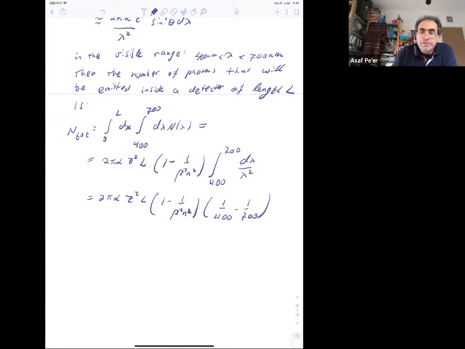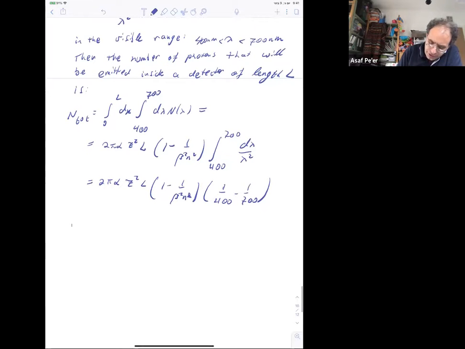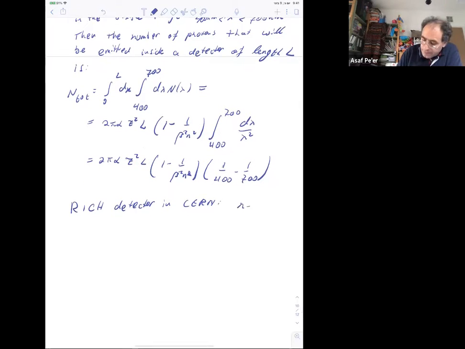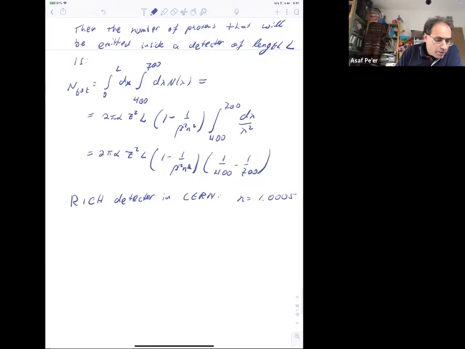So if I use parameters which are relevant for the RICH detector, which stands for ring imaging Cherenkov detector, which is at CERN. So for the RICH detector at CERN, n is 1.0005. And if we want N total to be, let's say, 25 photons at least, then we end up that L should be greater than 54 centimeters.